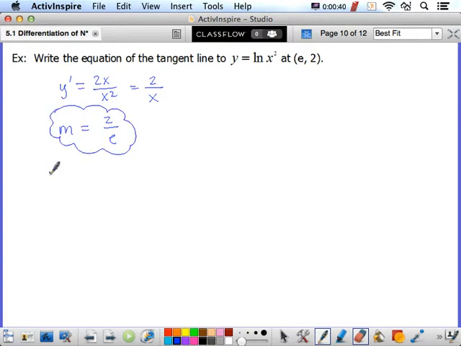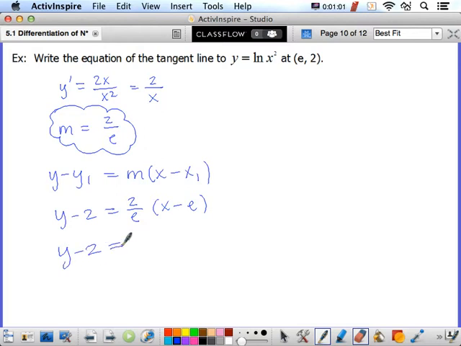Once we have our slope, we will use y minus y1 equals m in parentheses x minus x1 close the parentheses. So we have y minus 2 equals 2 over e multiplied by x minus e, and we'll distribute.